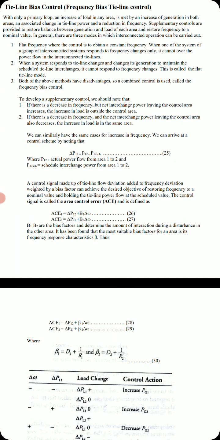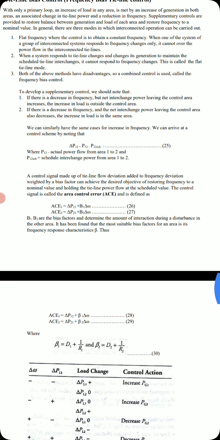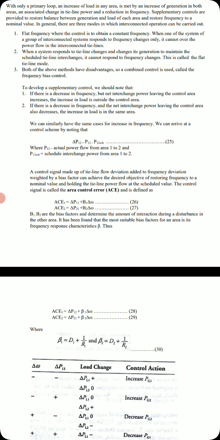ACE1 is defined as delta P12 plus B1 delta omega, and ACE2 is equal to delta P21 plus B2 delta omega, where B1 and B2 are the bias factors that determine the amount of interaction during a disturbance in the other area. It has been found that the most suitable bias factor for any area is its frequency response characteristic beta. Thus, ACE1 for the first area controller is given by delta P12 plus beta1 delta omega, and ACE2 is equal to delta P21 plus beta2 delta omega.